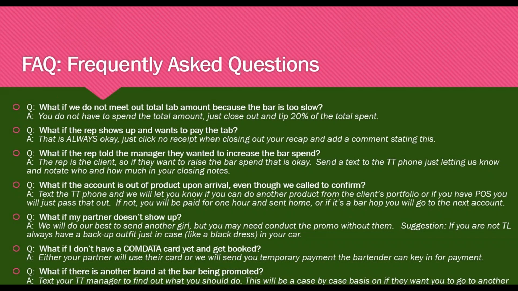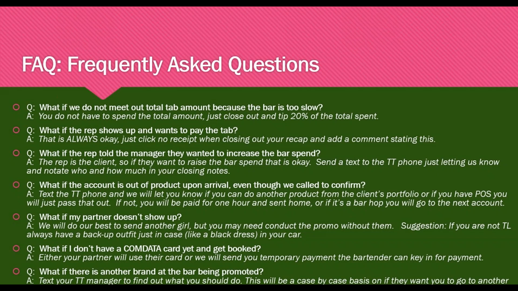So sometimes the client representative will show up, they want to see how the event's going, and sometimes they would like to pay the tab for you. That's completely fine. Just click no receipt when you're closing out your recap, and then add a comment saying that the rep paid. If the rep shows up and they want to increase your bar spend, that's also fine. They're the client, so pretty much whatever they want is fine. Just make sure you're texting the TalentTree line so that we can increase your credit limit, and then note that in your closing notes on your recap.